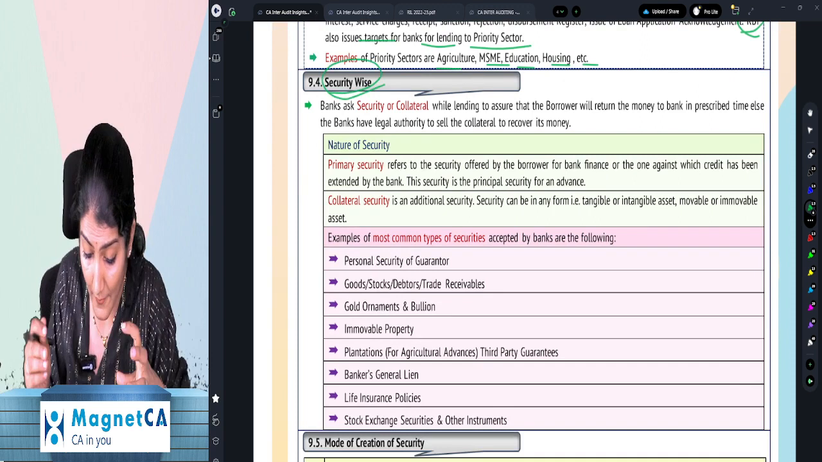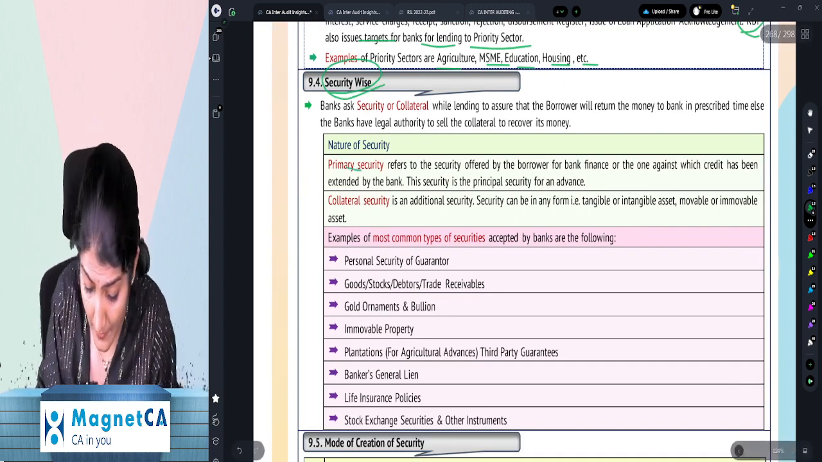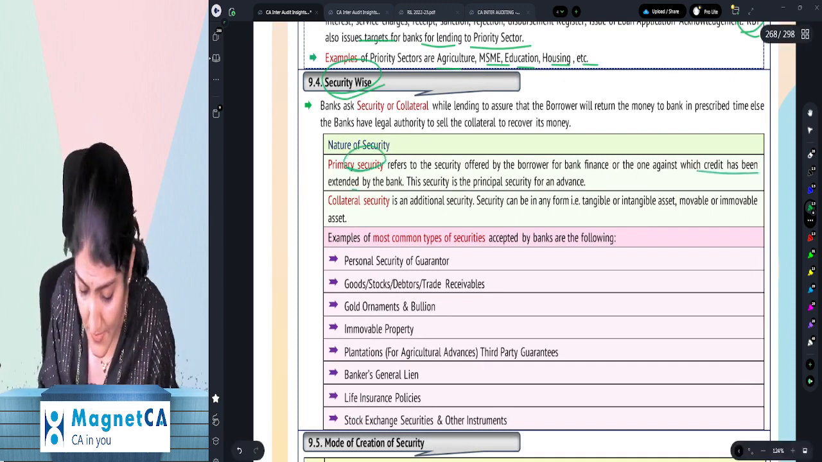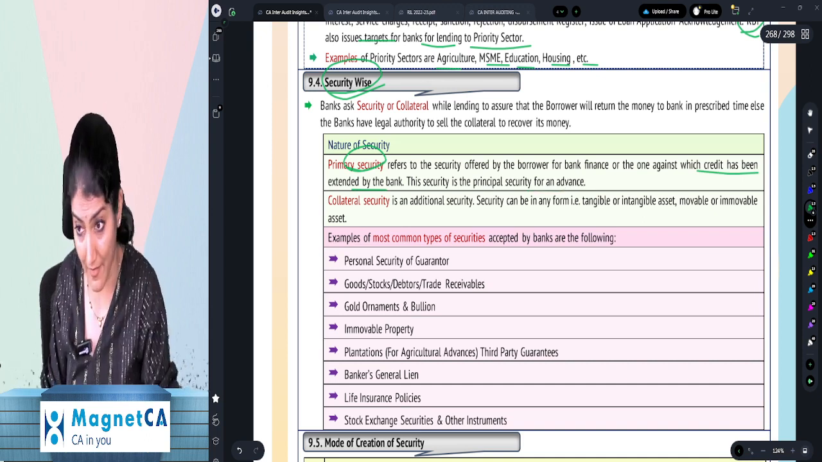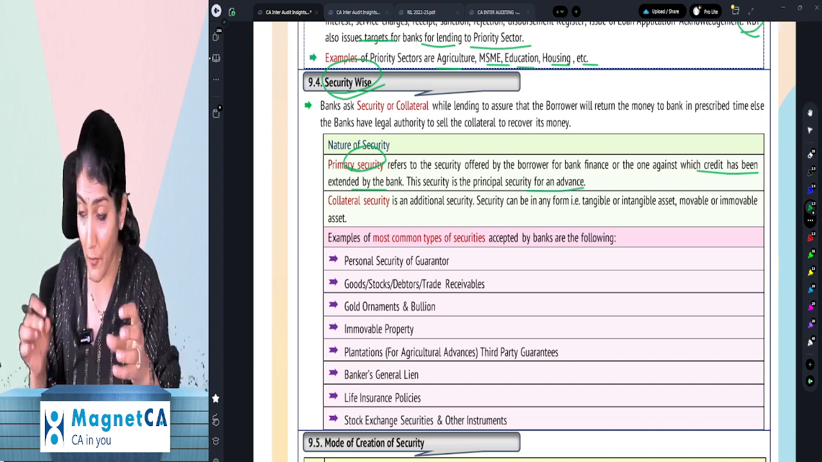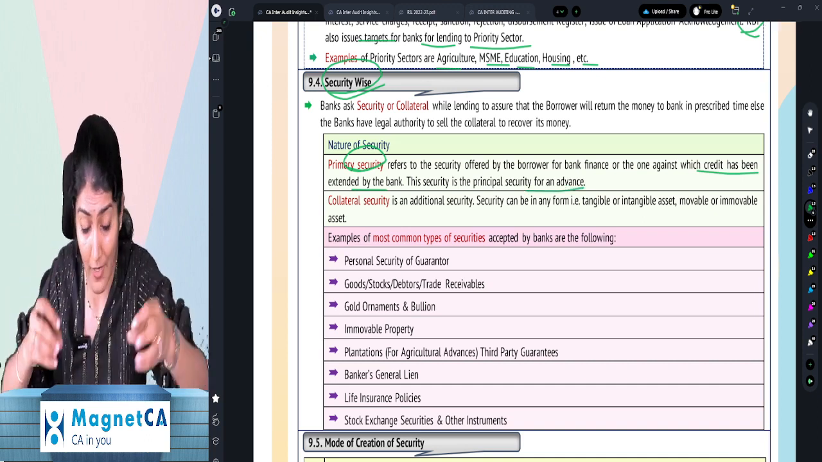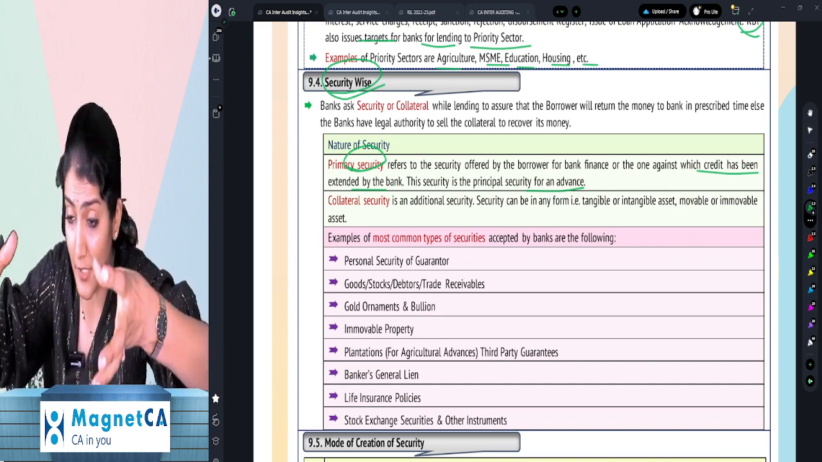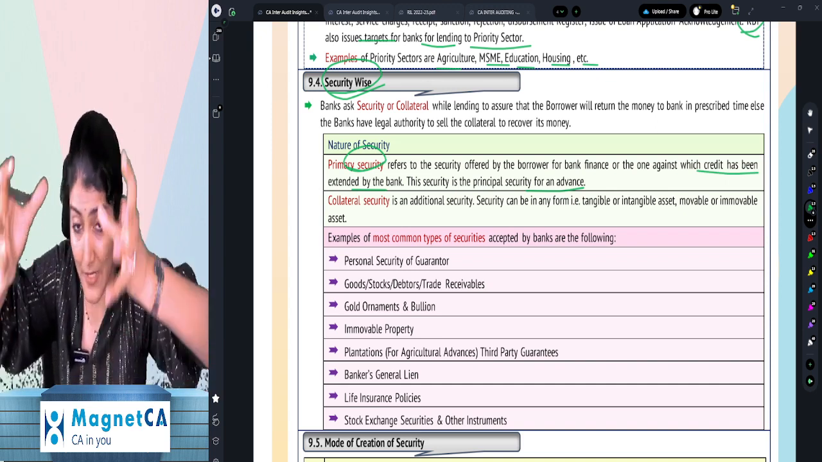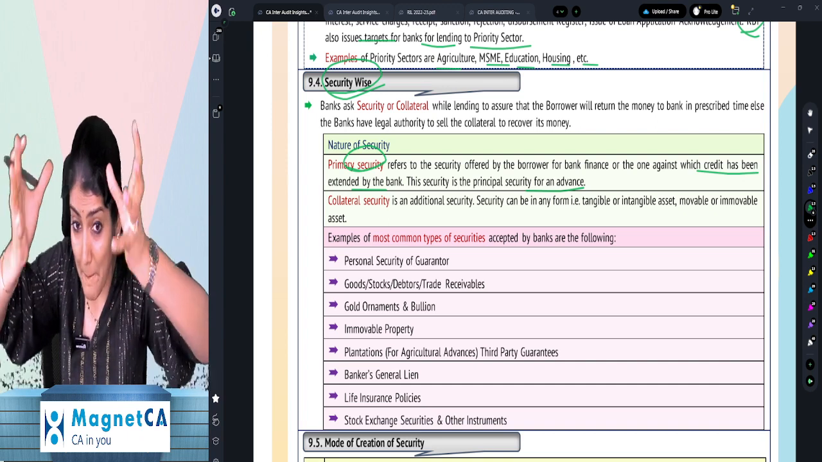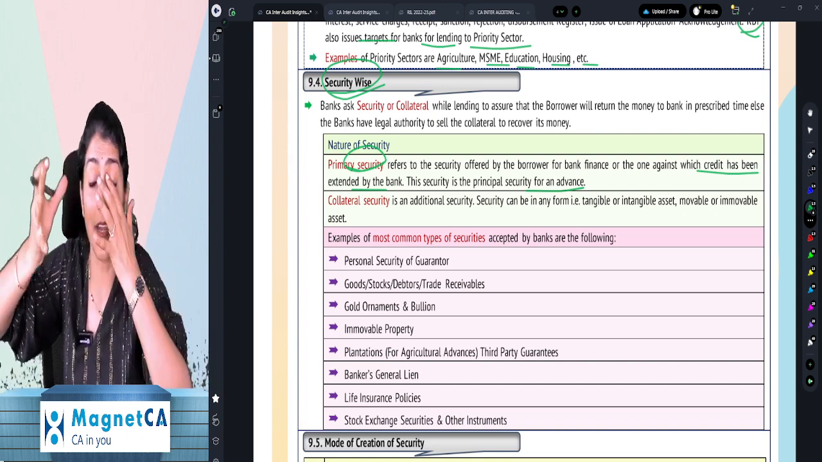Right, and what does it say? One would be the main security, the principal security against which the credit has been extended by the bank. Right, the primary security. So if I want a loan of 5 crore, I give my building as a security to the bank. So that is the primary, principal security, the main security against which the credit has been extended by the bank.